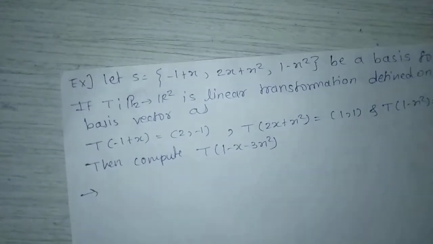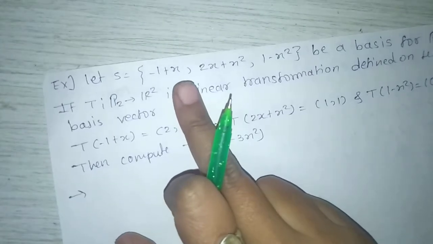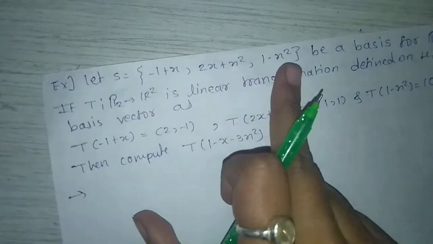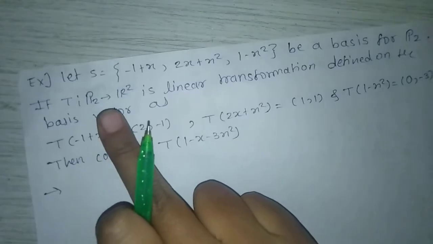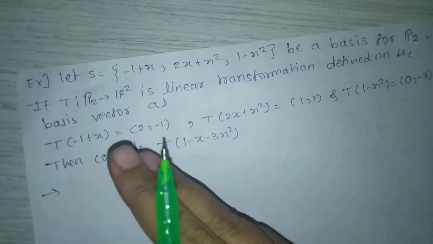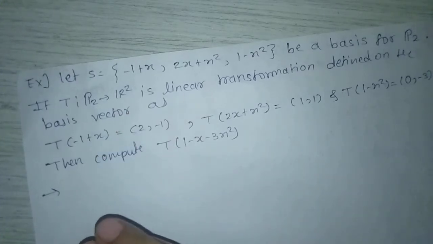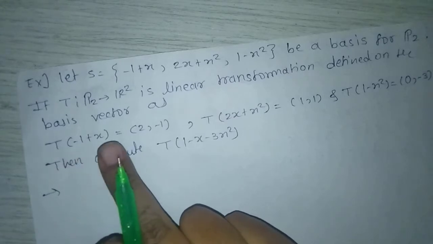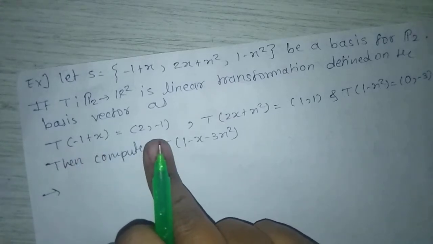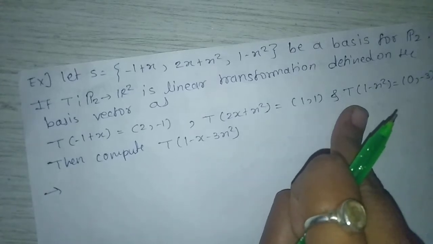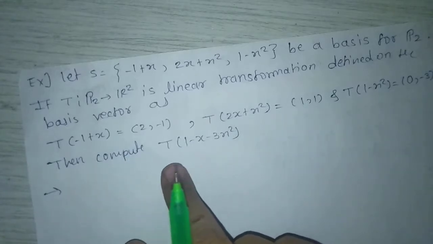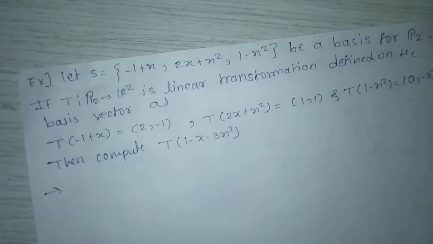Next example. Let S equal to the set {-1 + x, 2x + x², 1 - x²} be a basis for P2. If T mapping P2 to R2 is a linear transformation defined on the basis vectors as T of (-1 + x) equal to (2, -1), T of (2x + x²) equal to (1, 1), and T of (1 - x²) equal to (0, -3), then compute T of (1 - x - 3x²).